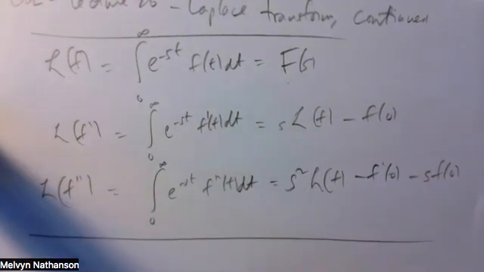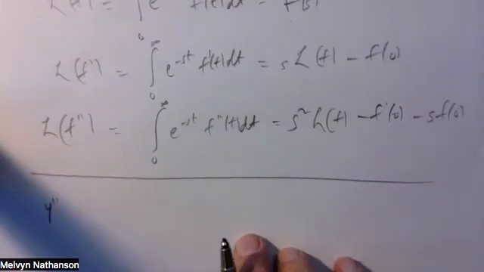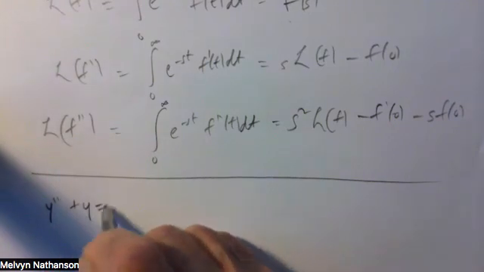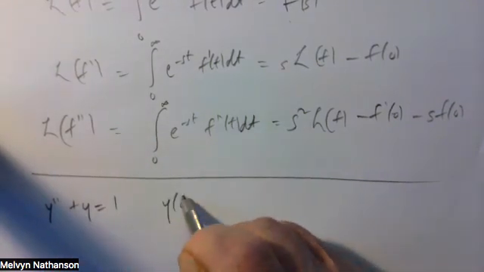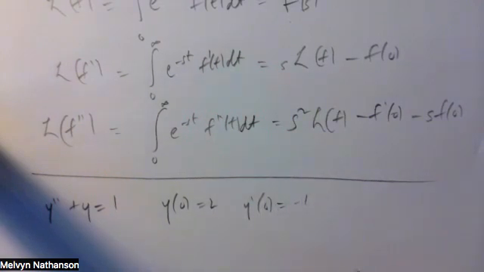And as an example of how one might use this to solve a differential equation, let's take the following. Suppose we have the differential equation y double prime plus y equals 1 with the initial conditions that y of 0 equals 2 and y prime of 0 is minus 1.